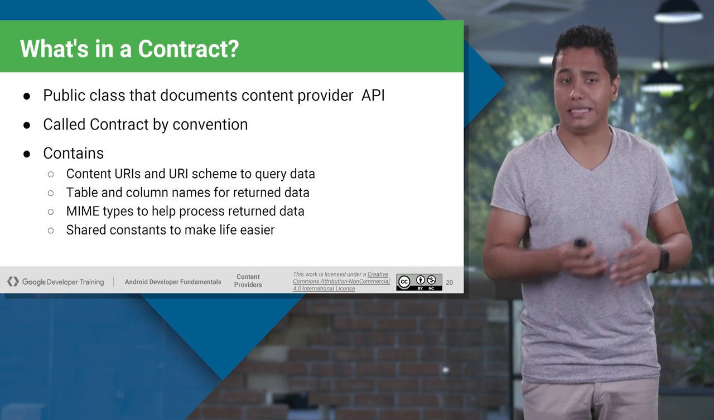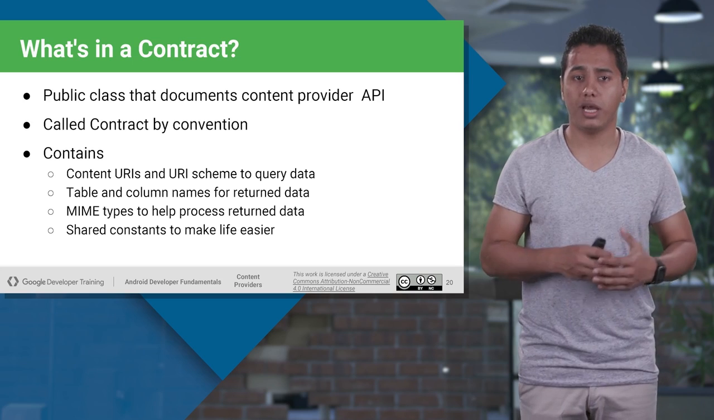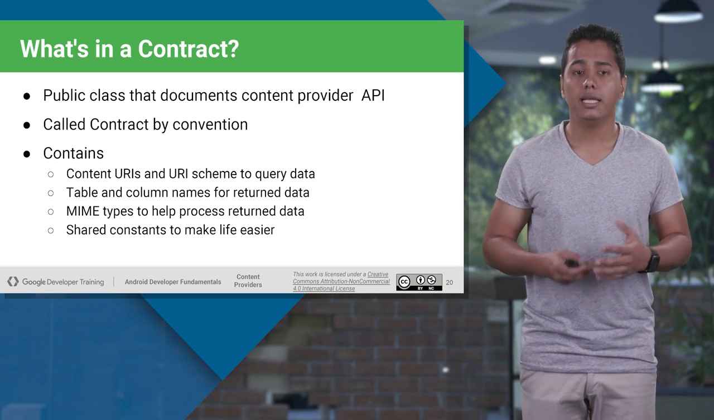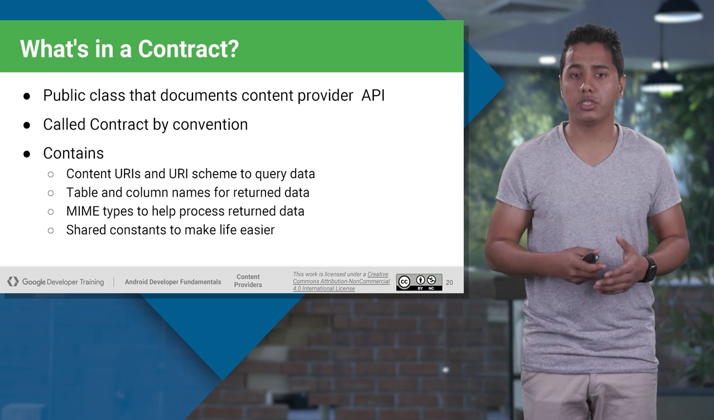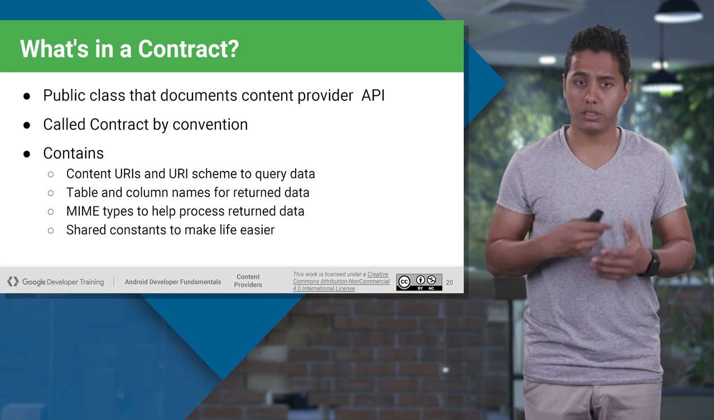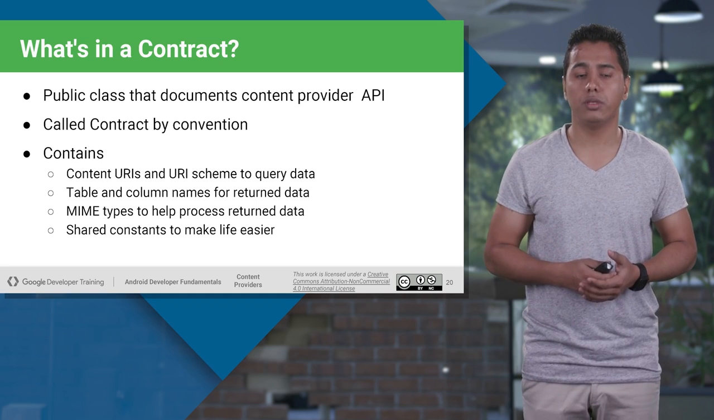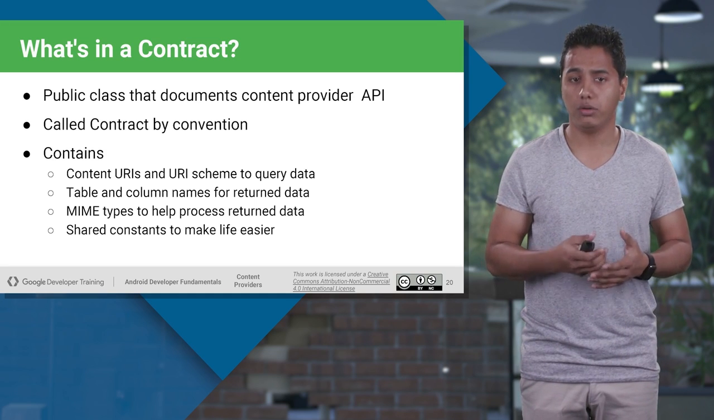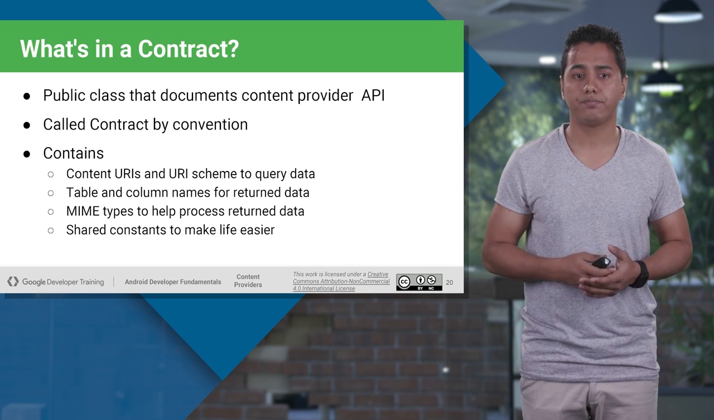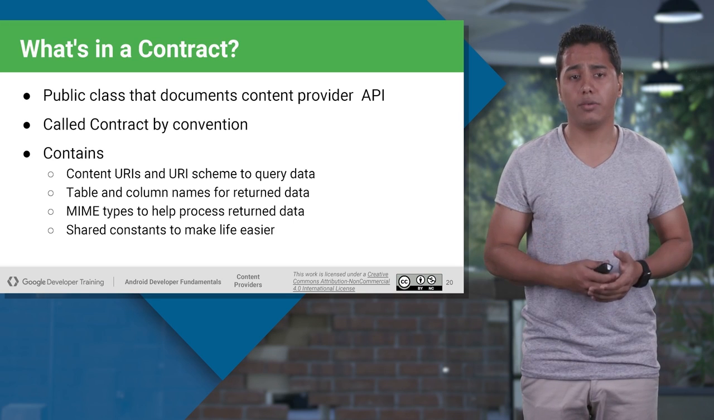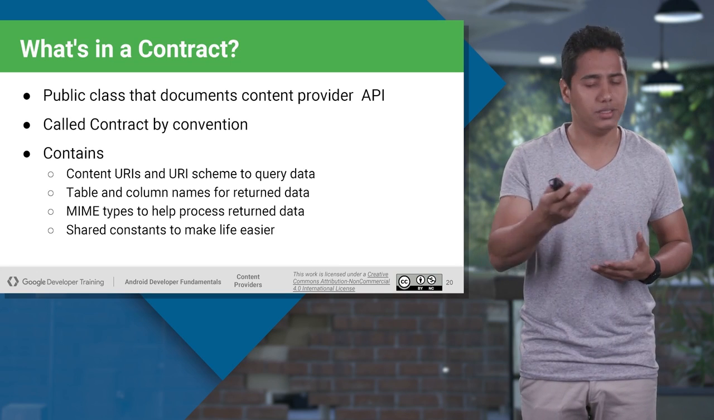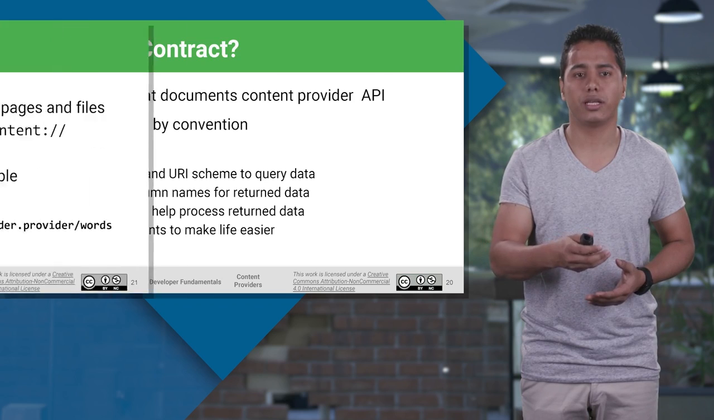They might not have to be the exact names which are there in your database, but you can create an alias also. It will tell you the MIME type which has to be returned, or the type of data which is going to be returned by this particular content provider or a particular query. Or if there are some other constants which you want to declare to make your life easier, you can declare those inside your contract class too.